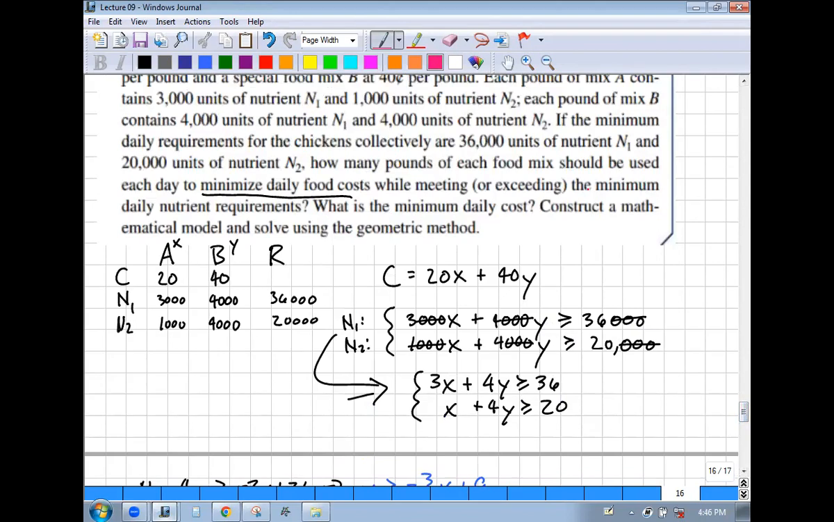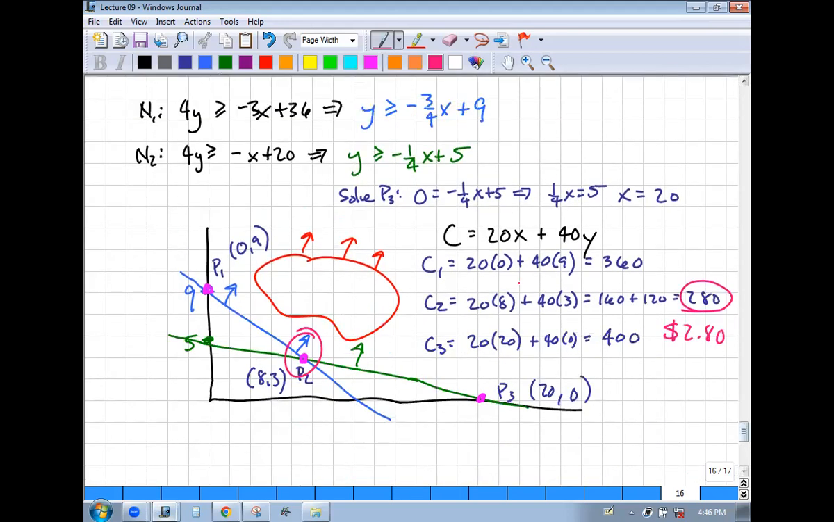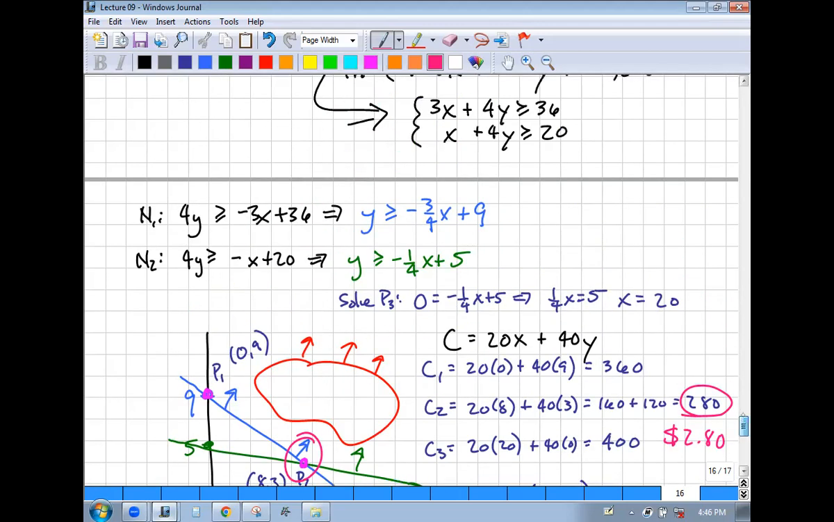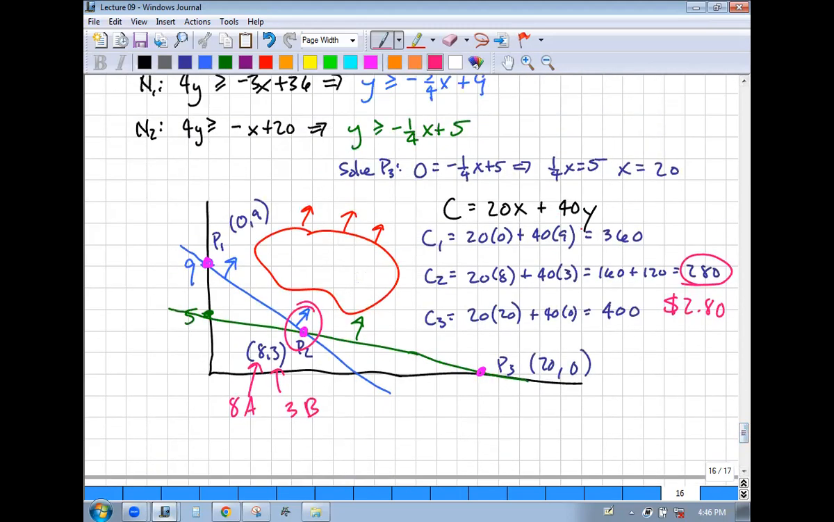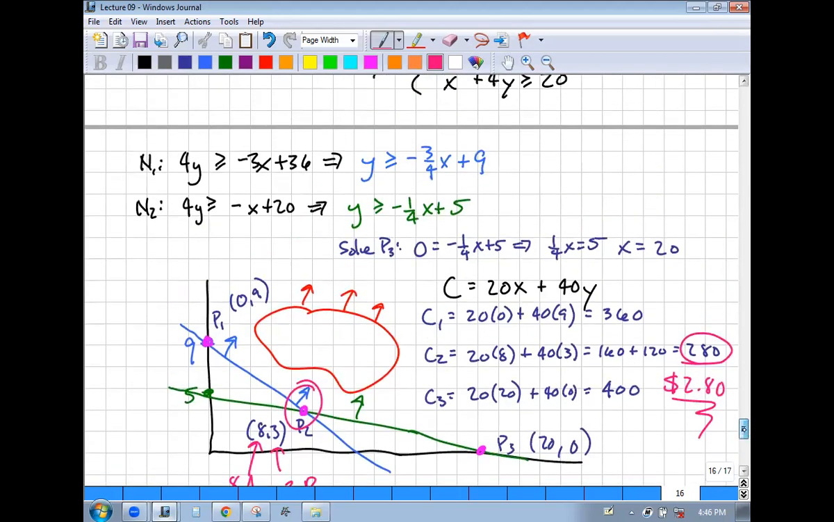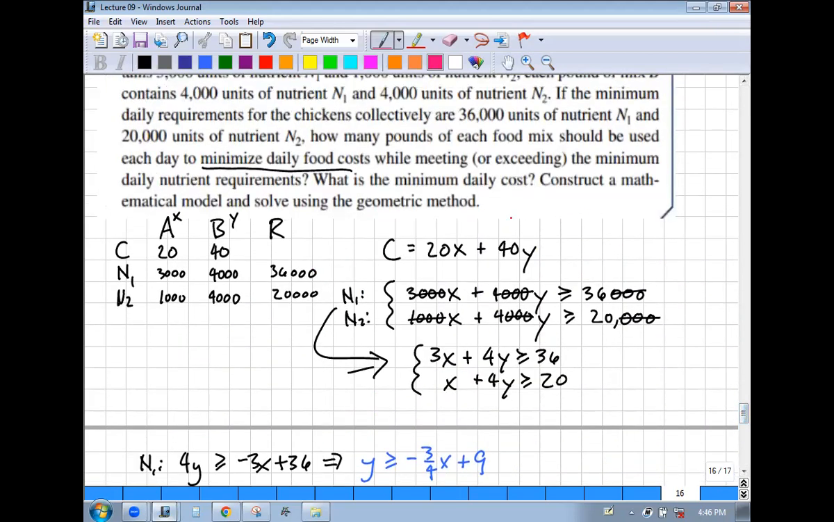The daily cost, there we go. We figured out the minimum. How many pounds of each food mix should be used, right? It is 8 pounds of whatever A was, and then 3 pounds of whatever B is. I think we call them A and B, yeah. And the minimum daily cost, according to our cost function, is $2.80. Construct a mathematical model and solve using the geometric method. I guess that's where you just draw the graph and look at it, but we're better than that.